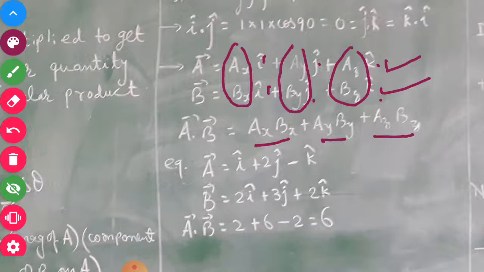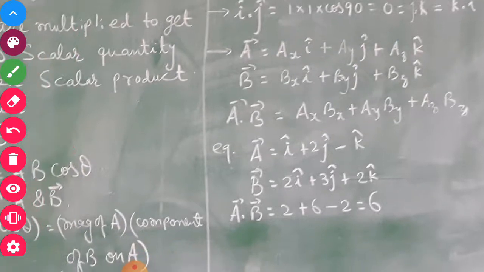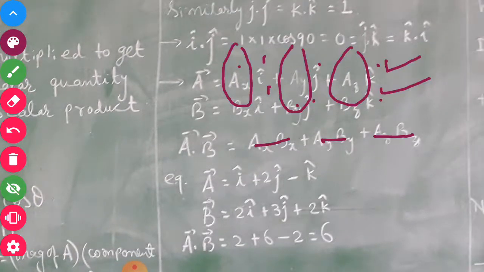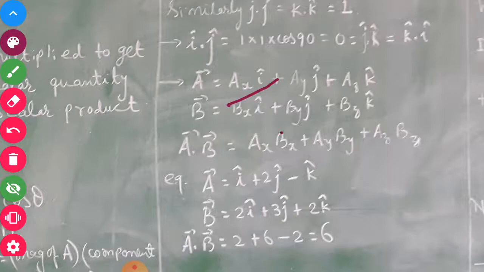If you want to take a product like Ax into By, try to understand. Take Ax By into I cap dot J cap. Now I cap dot J cap will be 0, so that is insignificant. As said, we don't take that. So here one example is taken.